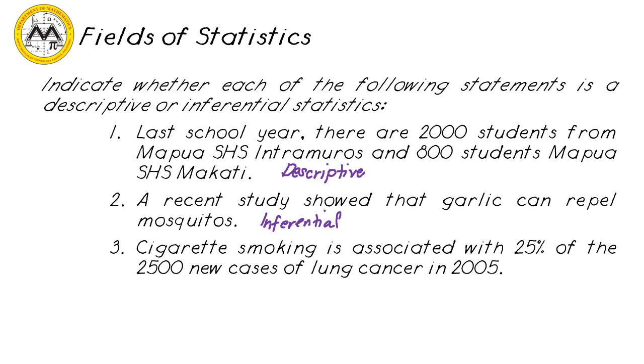Cigarette smoking is associated with 25% of the 2,500 new cases of lung cancer in 2005. So there is a data of 2,500 and 25% of that would be 625. So 625 out of 2,500. So I think this is descriptive because it is just describing the gathered data.